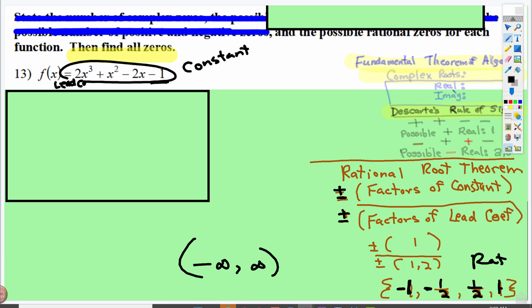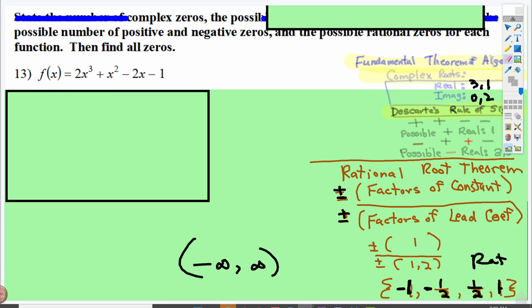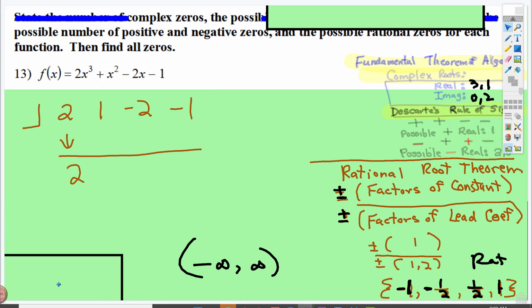So of the up here, remember there was either going to be 3 or 1 real and either 0 or 2 imaginary. So of the real, instead of an infinite number to choose from, we've narrowed it down to only 4 possibilities that will actually work as roots. So now you're going to do synthetic division.